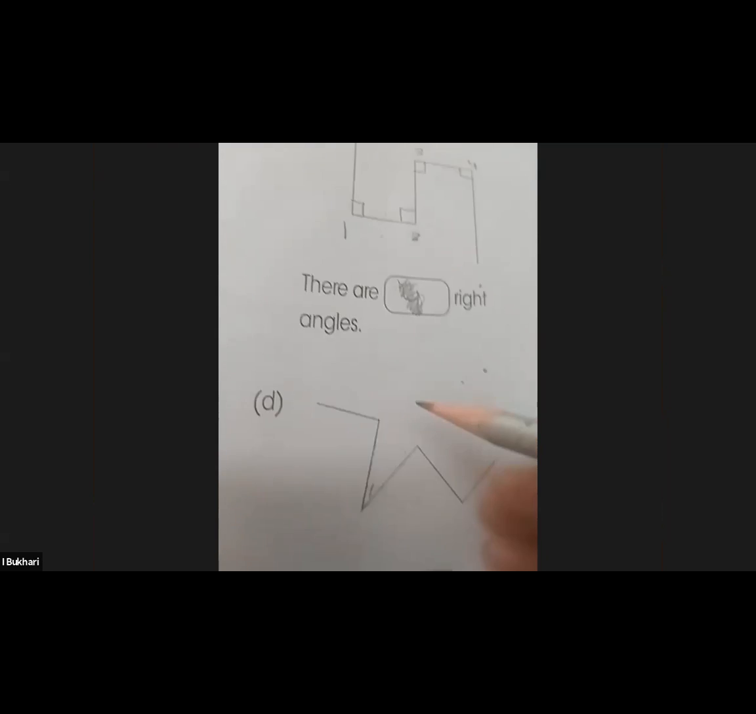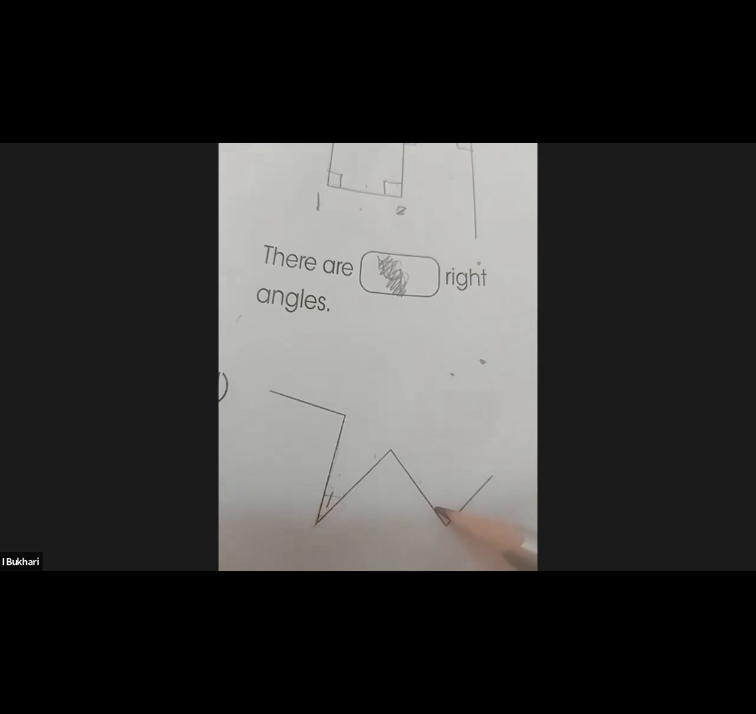What about this figure? Teacher, can I tell again? Are you Fehriba? She's Sadia. Okay, tell me. There are 3 right angles. 3 right angles. Good job, you're good.